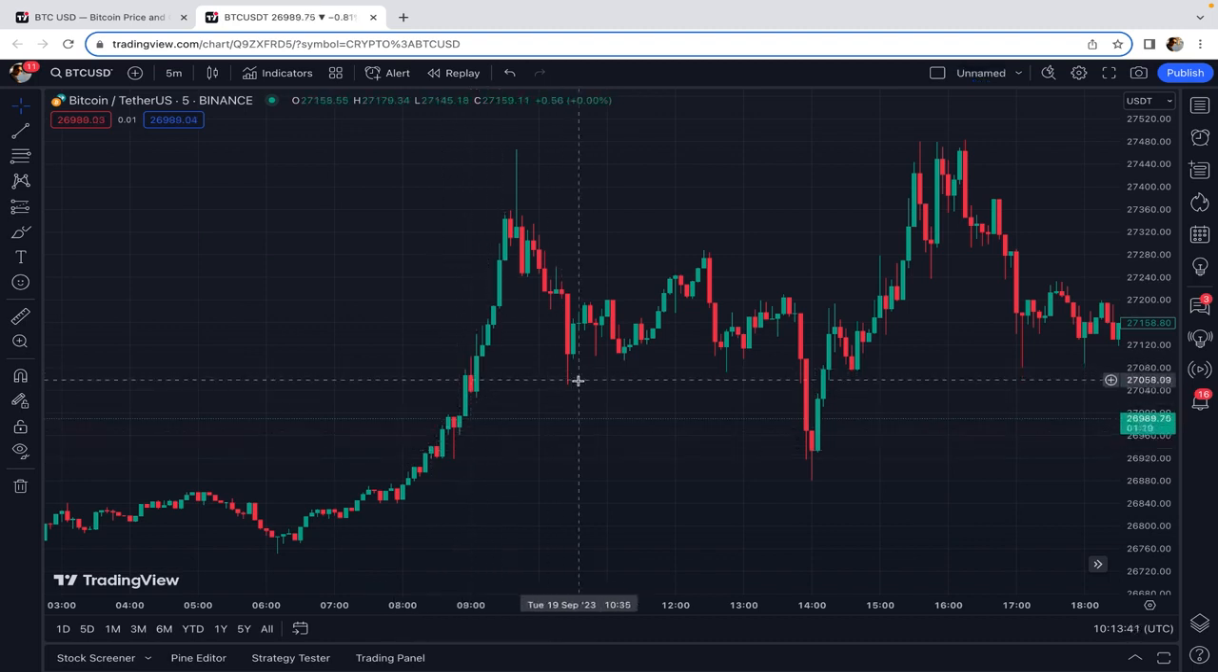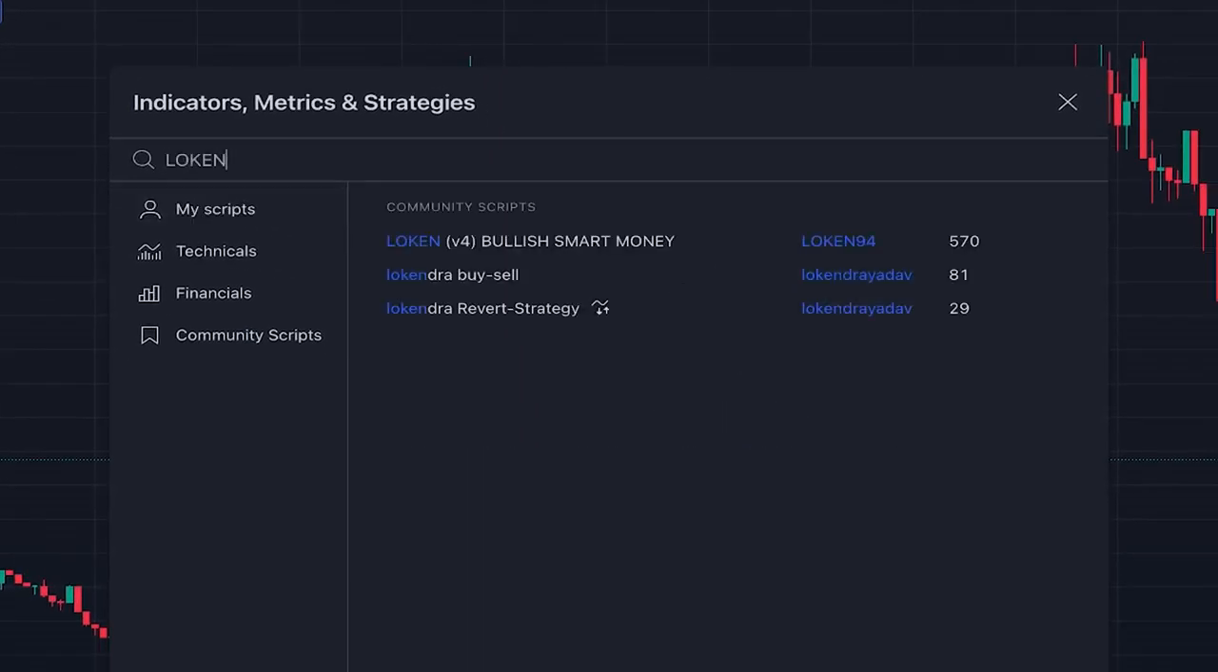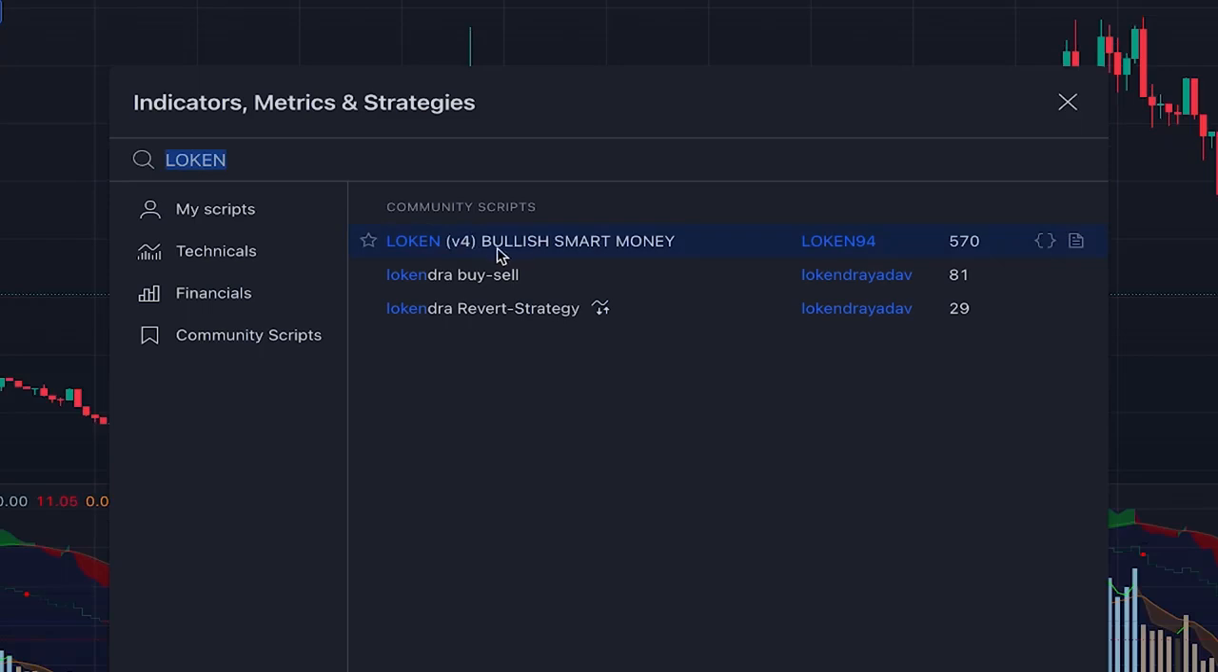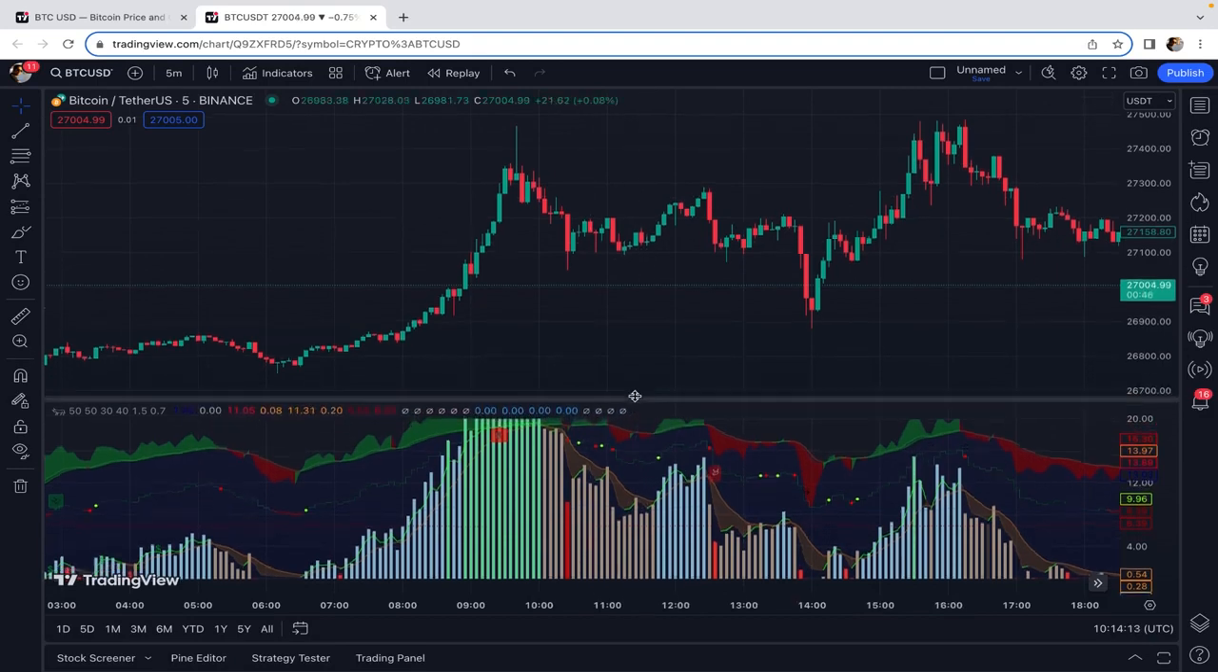To add this wonderful indicator to our chart, here we click on indicators and we search Loken. This one, Loken version 4 bullish smart money, which is written by someone named Loken94. Alright, this is the indicator, and as you can see it's added here below the chart.